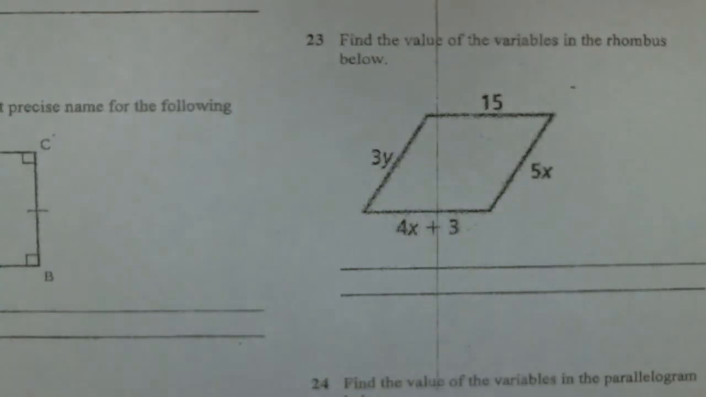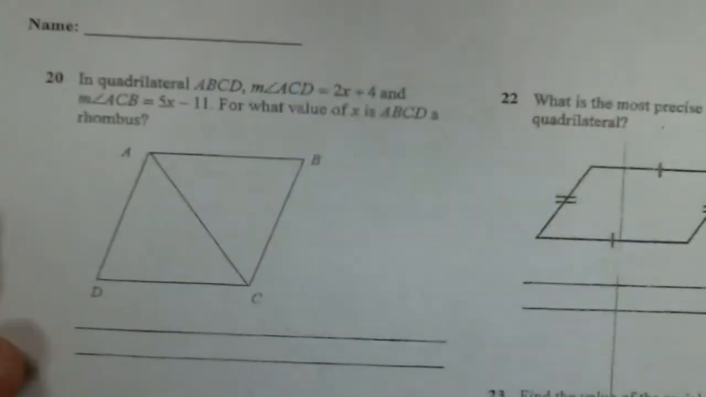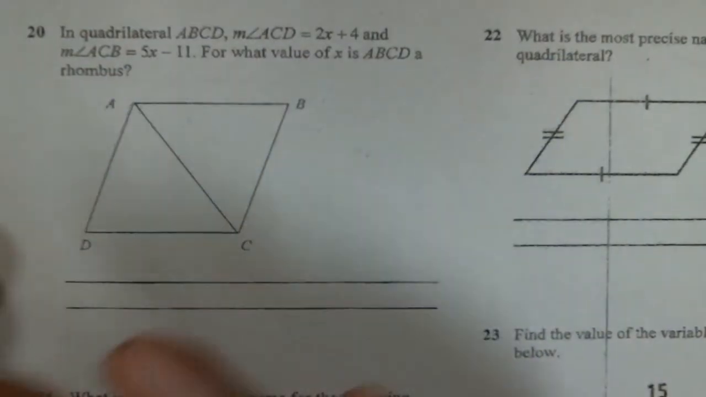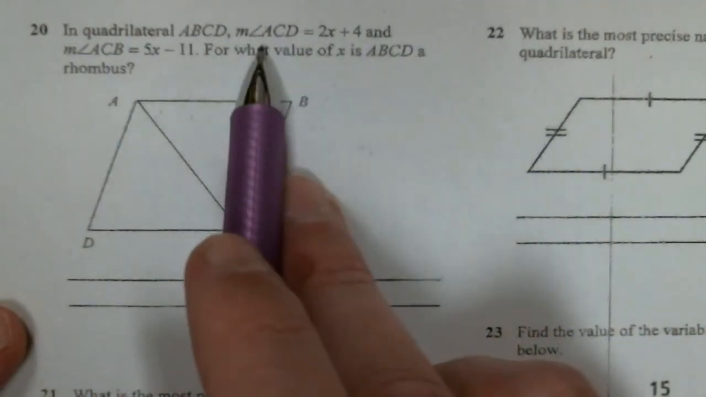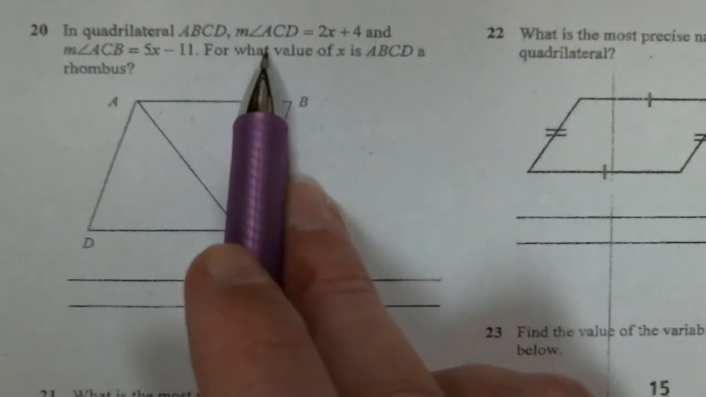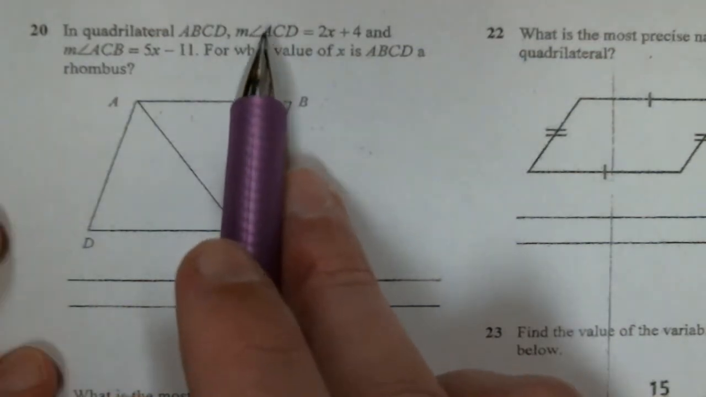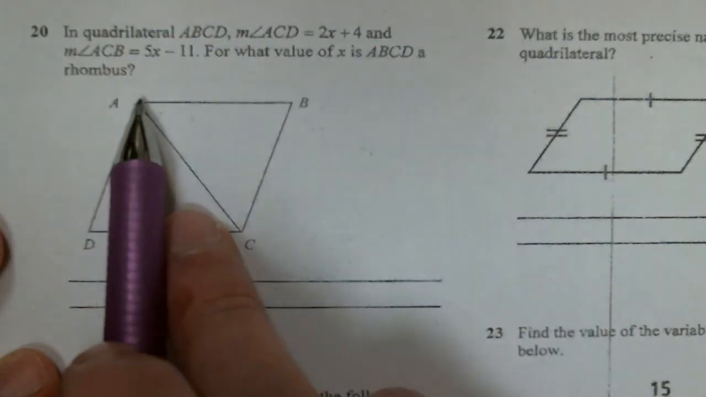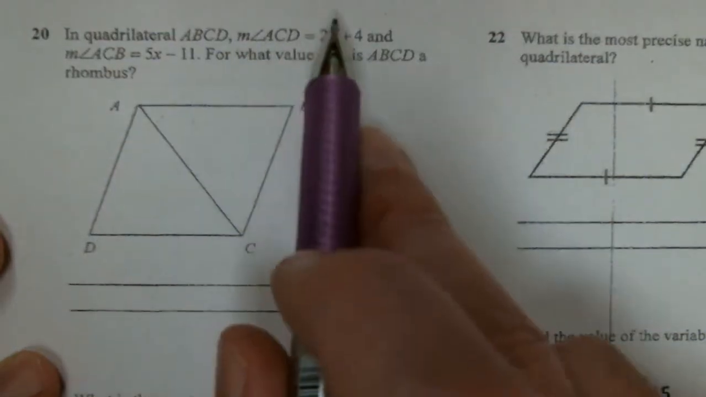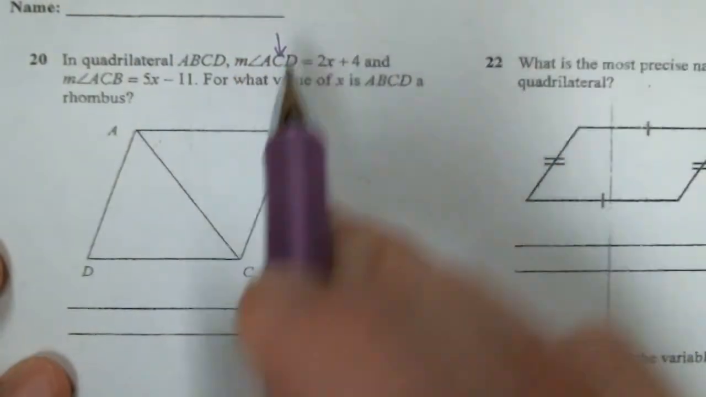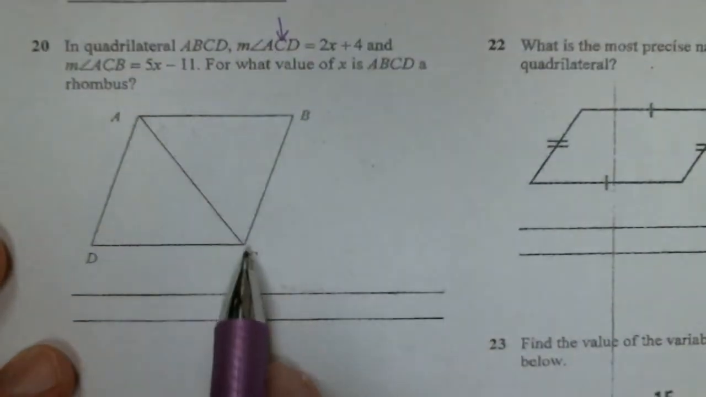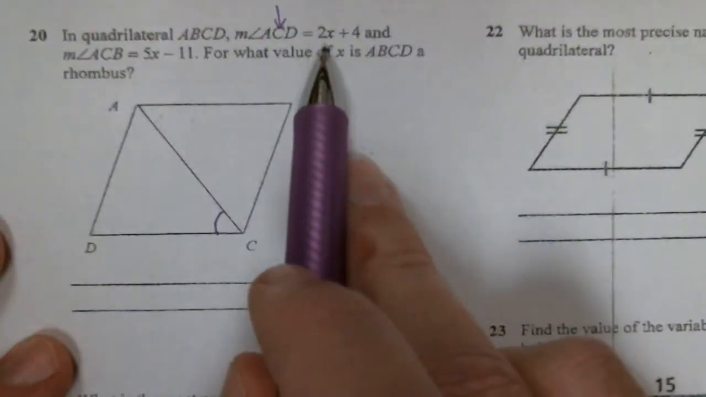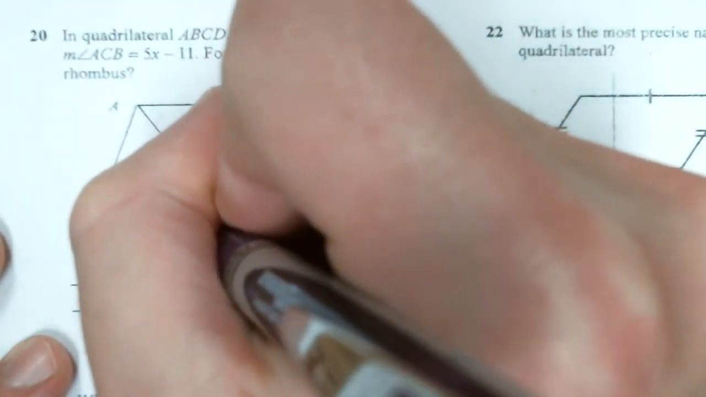All right, number 20. In quadrilateral ABCD, the measure of angle ACD. Okay, some of you get confused when you start seeing these three letters. It's not quite as easy as just saying angle C. The measure of ACD, put your pencil on it. This middle letter will always be where the angle is. So this angle is equal to 2x plus 4.